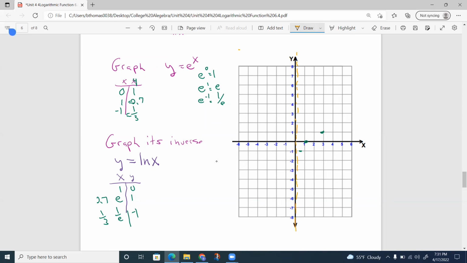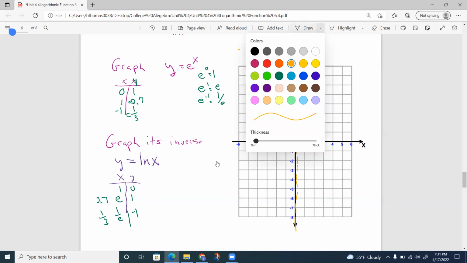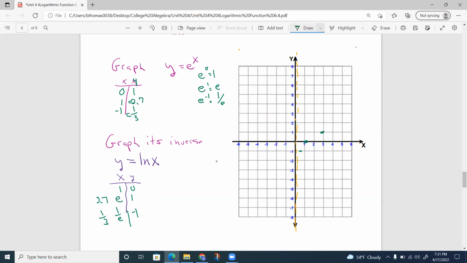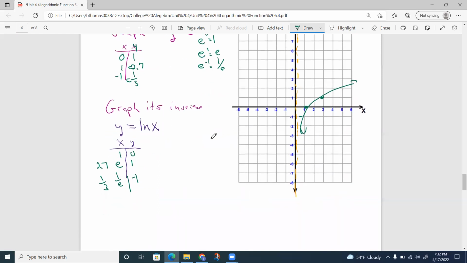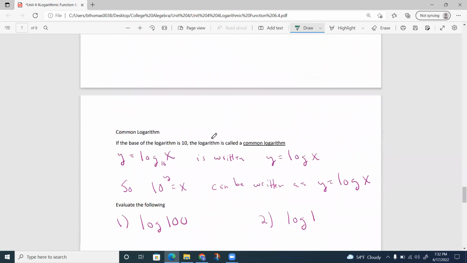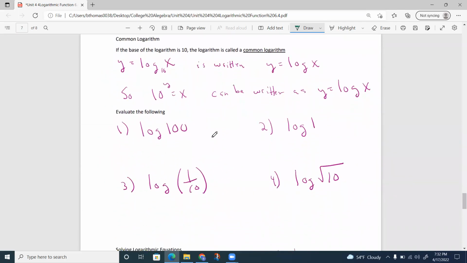So if I want to graph the logarithmic function, it doesn't look much different than that base 2 one. Very similar. So its characteristics are very much the same, just shifted over just a little bit because e is a little bit bigger. What we also have is what's called a common logarithm.